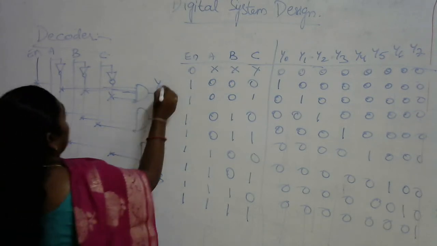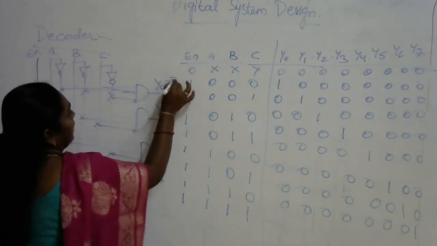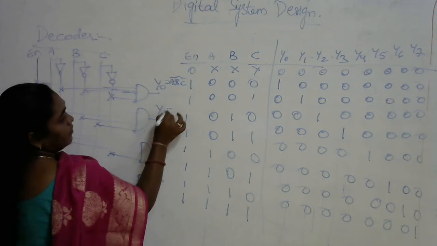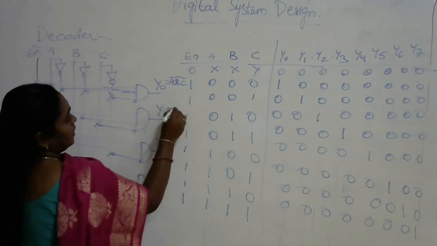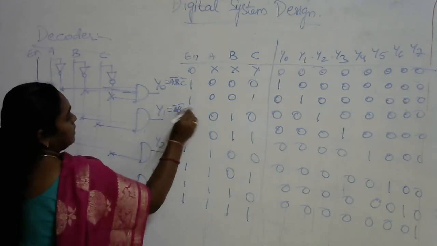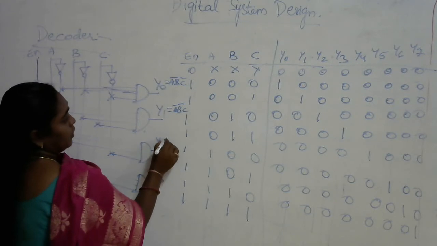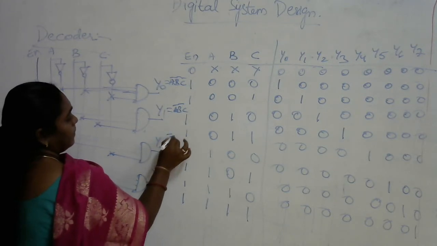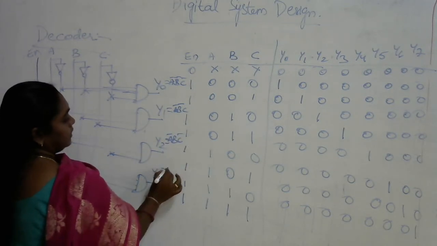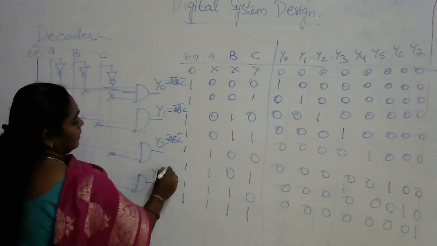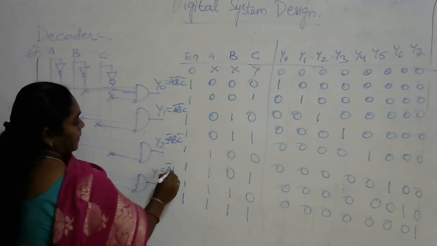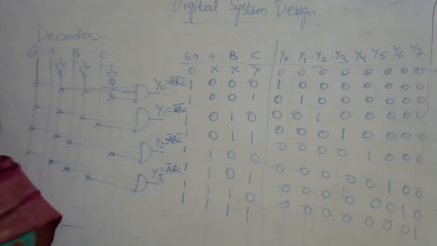So here Y0 is equivalent to A bar, B bar, C bar. Y1 is equivalent to A bar, B bar, C. Y2 is equivalent to A bar, B, C bar. Y3 is 0, 1, 1, A bar, B, C. Similarly, Y4 is 1, 0, 0, which is equal to A, B bar, C bar.